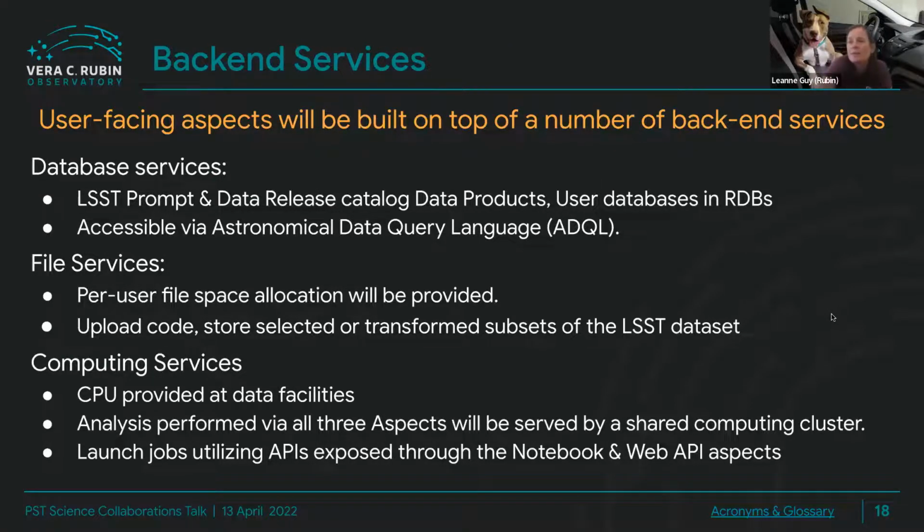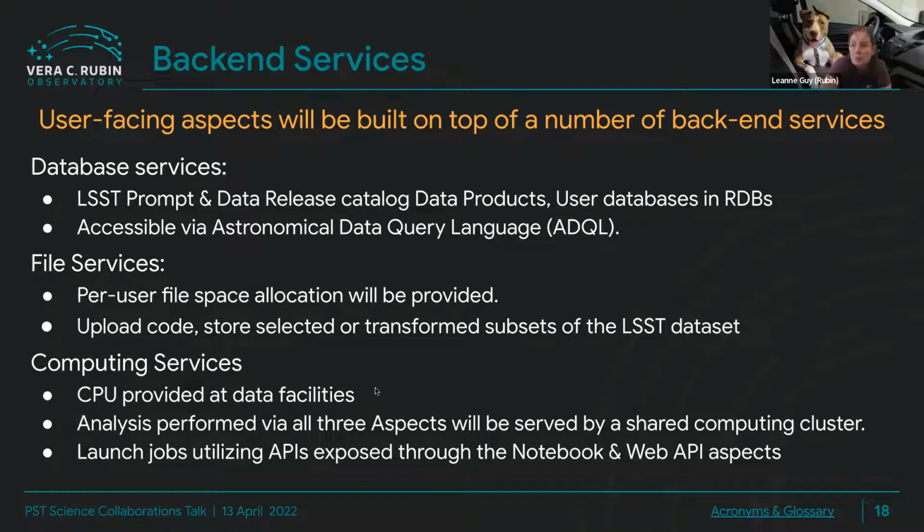Backend services. So the backend services that will be exposed to the science platform include the prompt and data release catalog data products. This is what I mentioned before about using the prompt information. If it's in the alert packet, it's also in the prompt database, so you can work with that. User databases, so for user-generated products, these will be stored in relational databases. Everything will be accessible via ADQL. Per user file space allocation will be provided with a birthright. Users will be able to upload code and data sets, and transform data sets within the allocation they've been assigned.